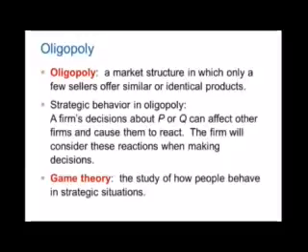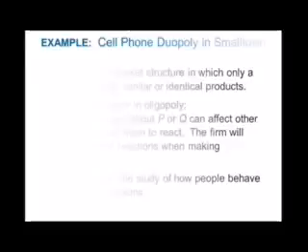To understand oligopolies better, we use the concept called game theory, which is basically how people or organizations or even governments behave in strategic situations. So think about a chess game. Your moves are basically dependent upon how your opponent is playing. So let's look at an example.